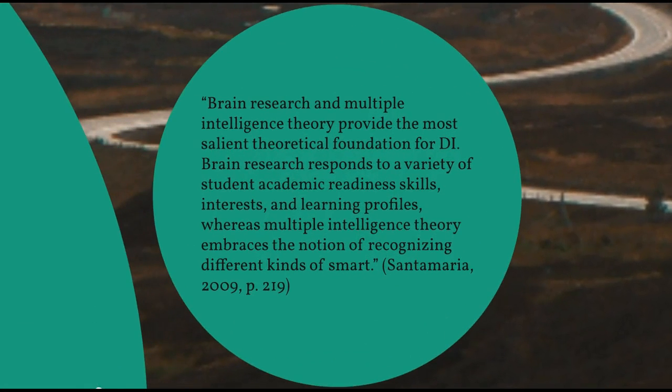There's been a lot of research done using brain studies, which discovered that different types of learning occur in different areas of the brain. Also, each person's brain might act differently to the information that is being taken in. The theory of multiple intelligence embraces the notion of recognizing different kinds of smart. We can allow for these differences when planning our lessons and our assessments so that we can allow students to learn in a way that is best for them.